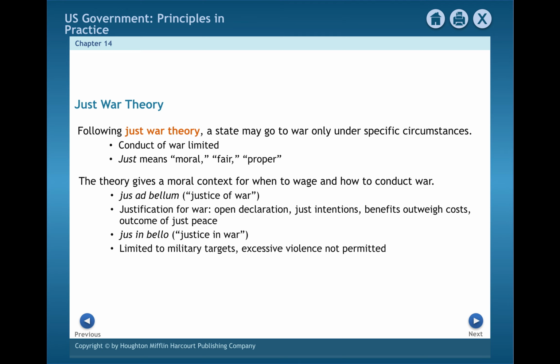Question 4 is D, just war theory. Idea that a state may rightfully go to war under certain specific circumstances, and that once at war it must limit its conduct according to certain standards.